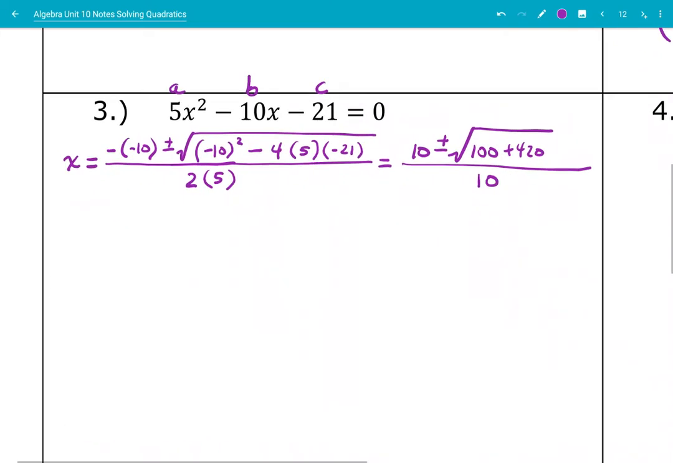So let's keep on simplifying. X equals 10 plus or minus, let's see, that'll be 520 over 10. So let's do this. Let's simplify that radical.